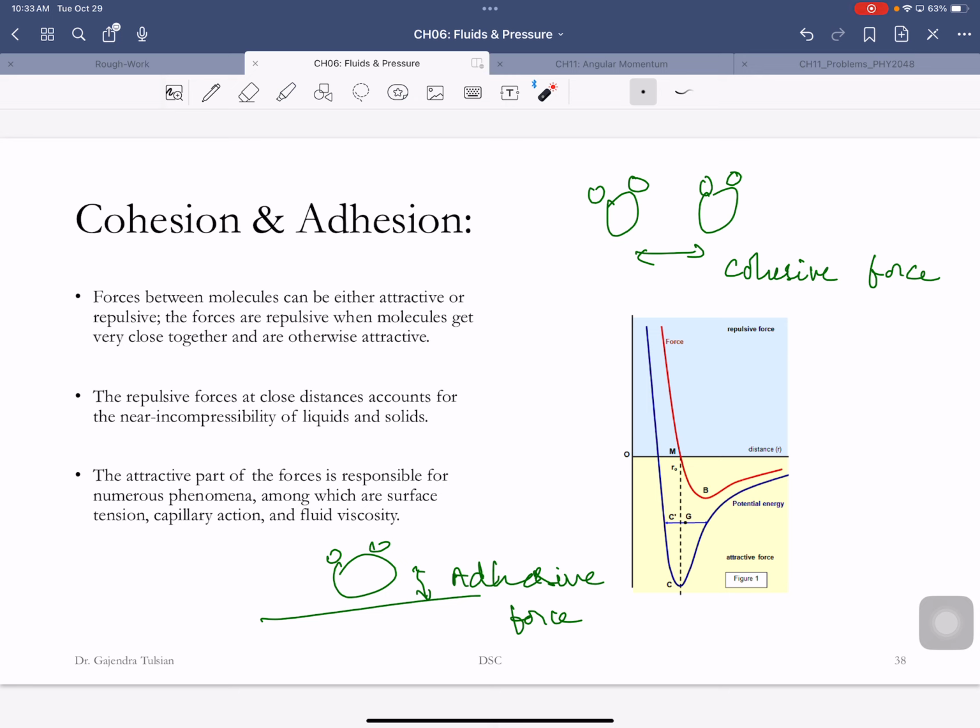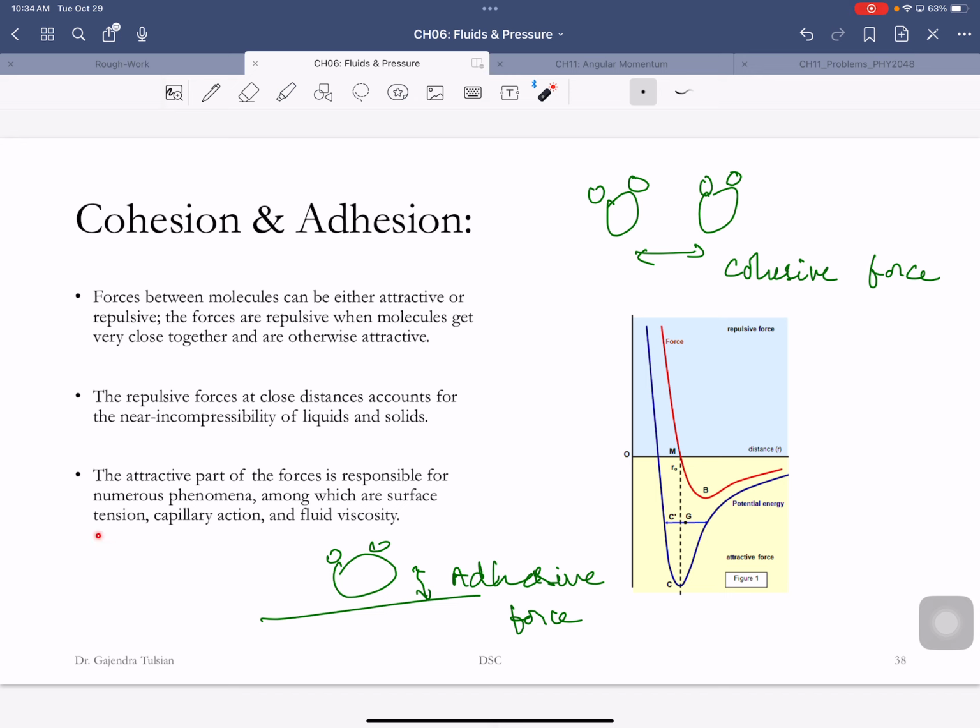So here is the force. When the force is positive, that's repulsive. This is attractive force. So when the molecules are further apart than that, the force gets attractive, and at this distance, the attractive force is the greatest. That's what this graph is showing you. The attractive part of the force is responsible for numerous phenomena, among which are surface tension, capillary action, and fluid viscosity.